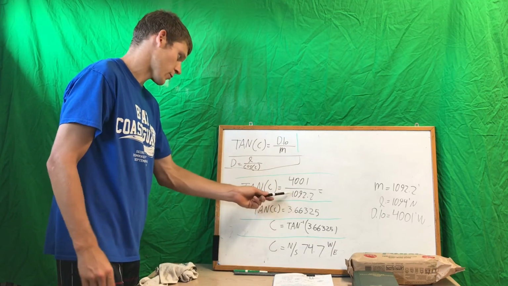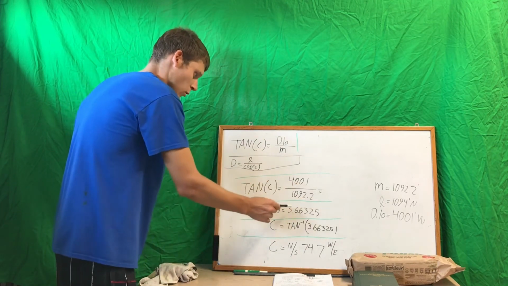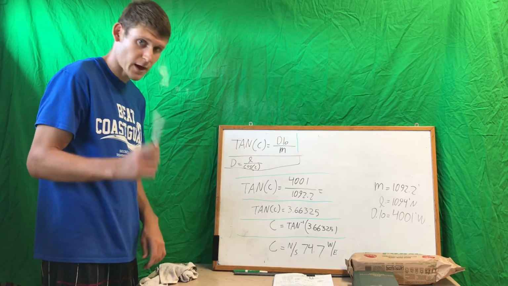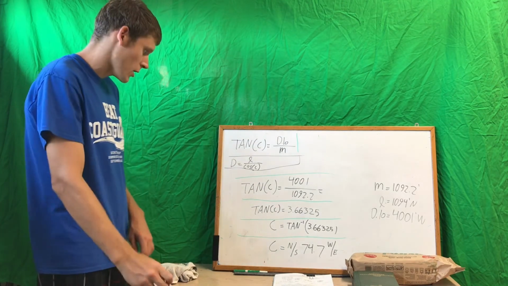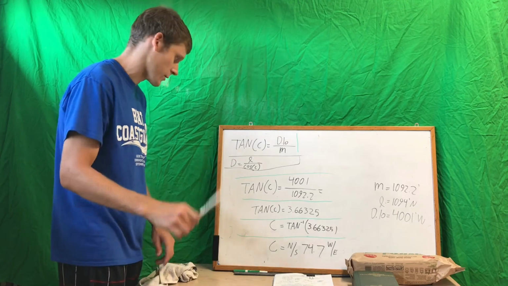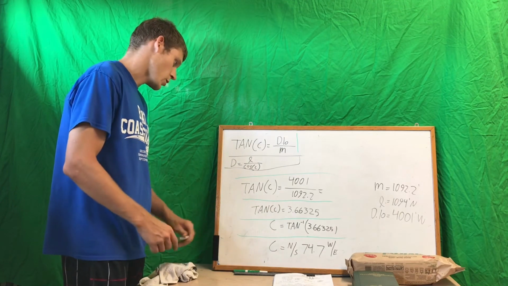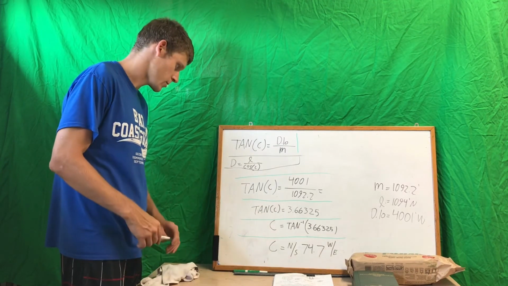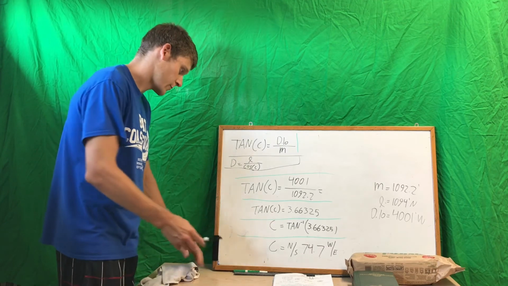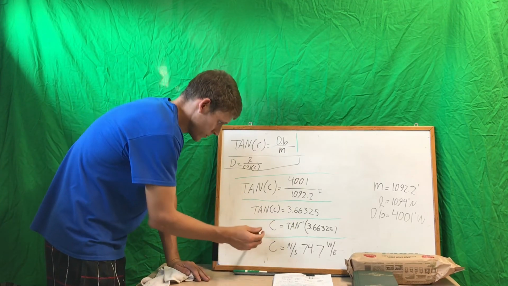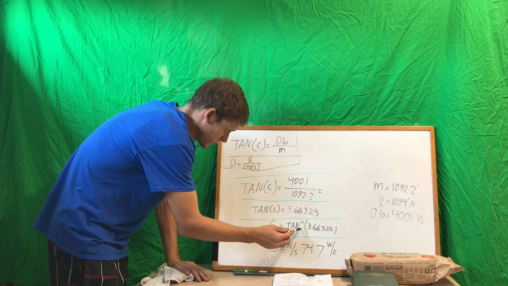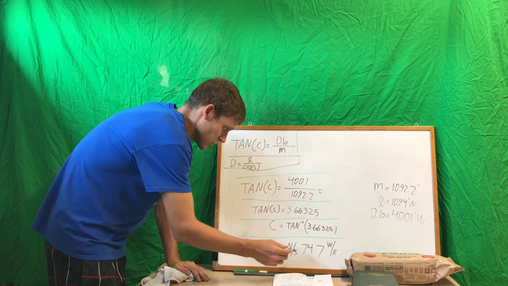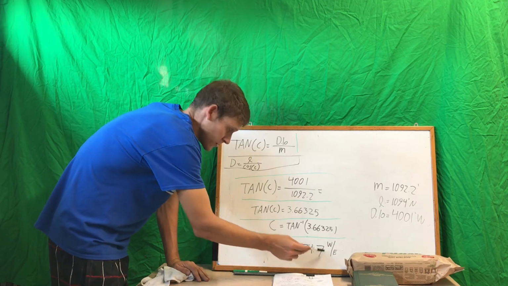4,001 divided by 1,092.2 is going to equal 3.66325. After that, you're going to need to use your calculator. And it's going to have some trigonometrical functions on it. So, we need to find the true course. So with your calculator, you're going to have to get C by itself. So you got to make tangent inverse. So to find true course, you take tangent inverse 3.66325, and when you calculate that out, you should get 74.7 degrees.